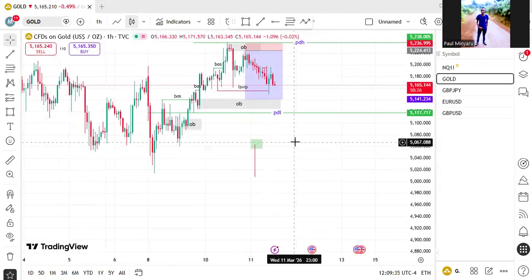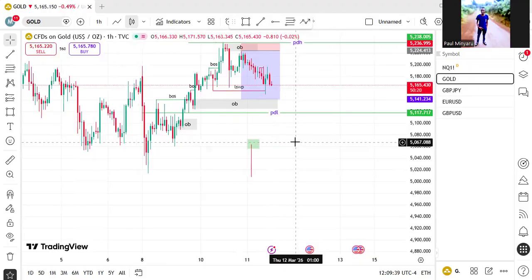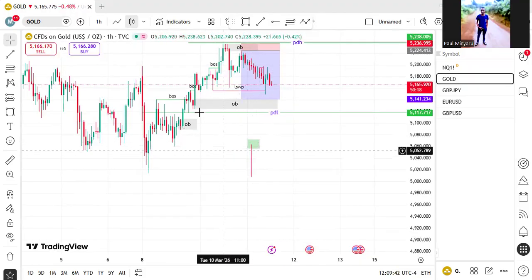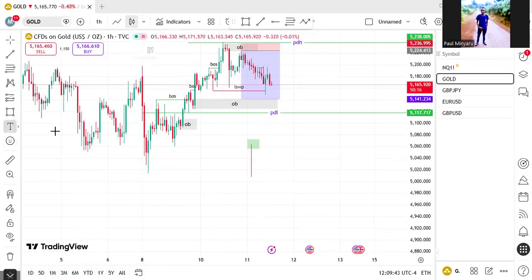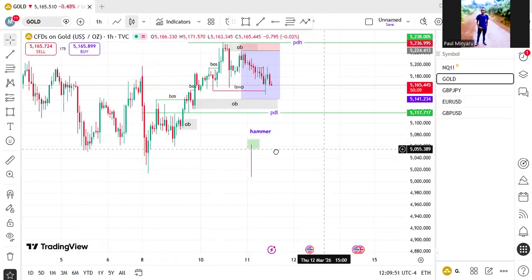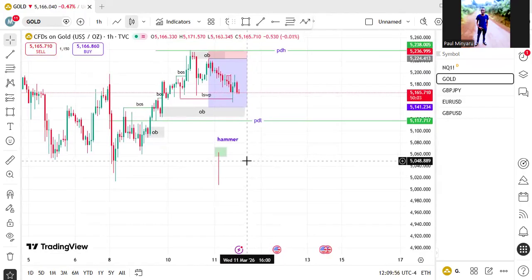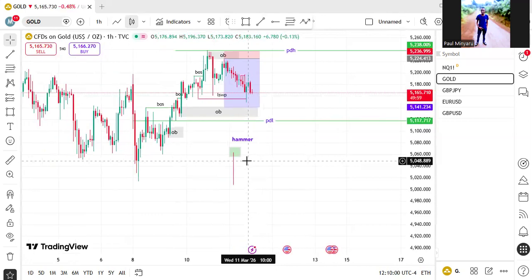The color doesn't really even matter. Okay, the color doesn't really matter. So if you find this pattern, this is what we call a hammer. Okay. So if you find this pattern in a downtrend, then it forms in a support zone. Okay. It will give you a confirmation or a confluence that the price is heading up. So it signifies a reversal to the upside.